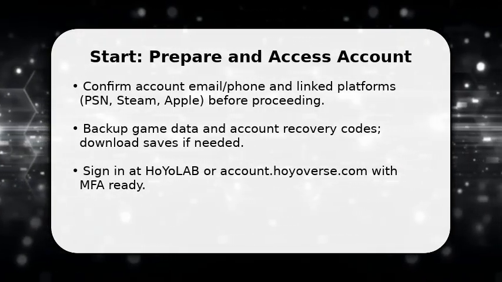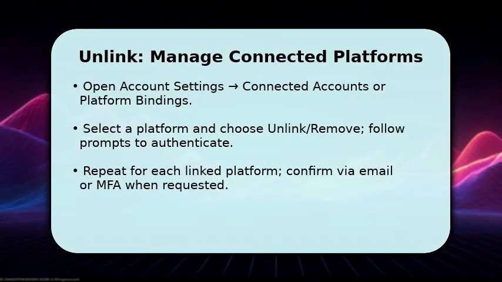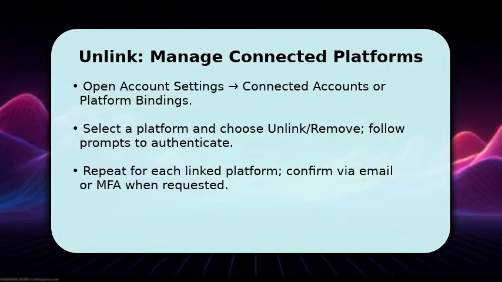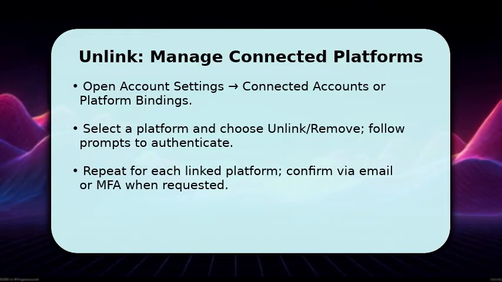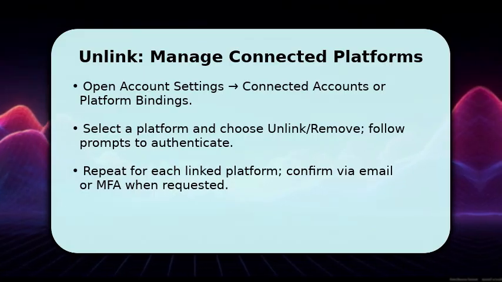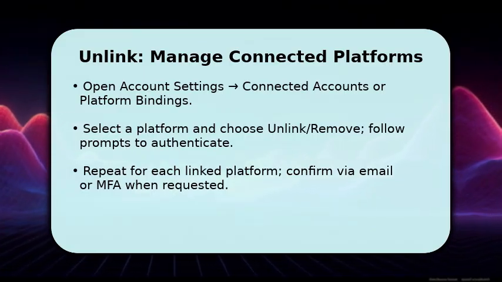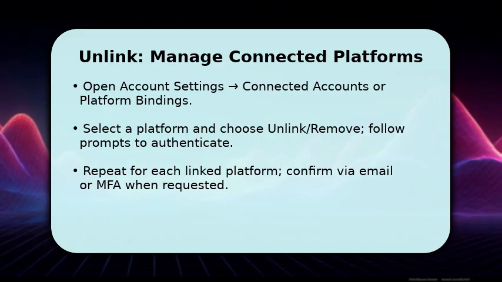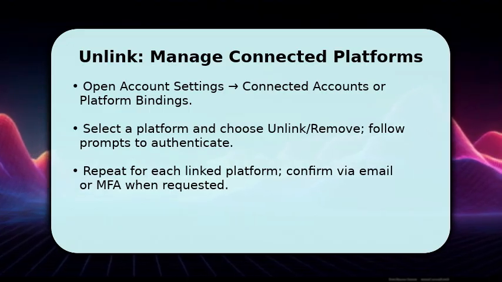You now go into Account Settings and open Connected Accounts or Platform Bindings. Select the first linked platform you want to remove and click Unlink or Remove, then authenticate with your password and the two-factor code. This confirms it's you. Once the portal reports success, repeat for each platform in turn.